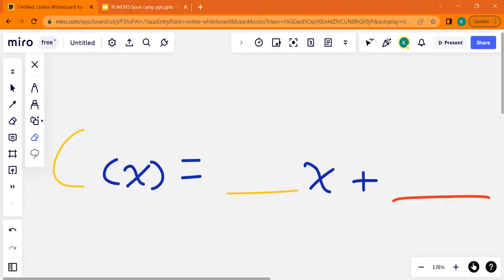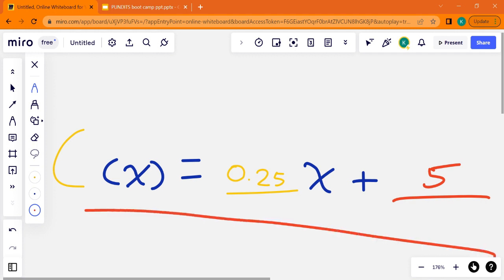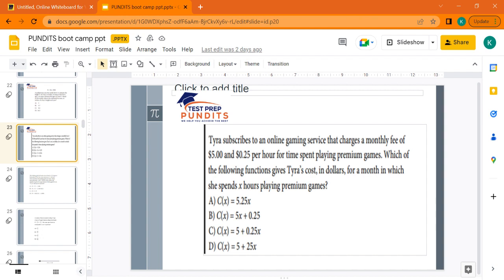I've written the equation here. Let's fill in the blanks. Yellow is the slope, which is 0.25 dollars per hour. x is the number of hours. And orange is going to be the fixed cost, which is $5 per month, regardless of how many hours she plays. So this is the equation we need, and let's take a look at the options to see if anything matches.